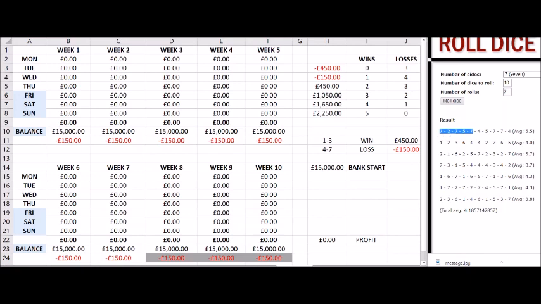Within my first 5 trades, I've only had one win, which basically means this is a minus 150.